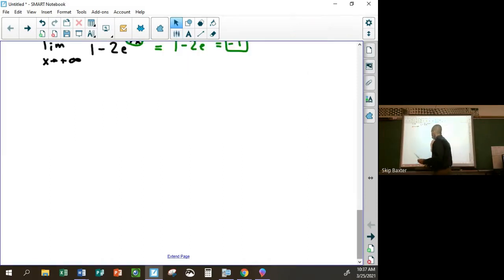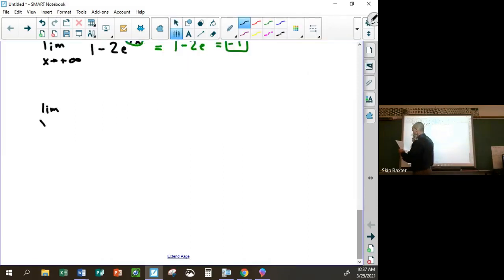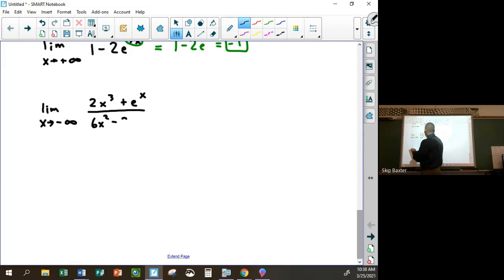Okay? How about this one? What if I have the limit as x goes to negative infinity of 2x cubed plus e to the x over 6x squared minus 3x cubed? It's a trick question, so don't get too carried away. Well, what do you think? Same power, and you just pick the leading coefficient. But what about the e to the x? Oh, yeah, that's true. That x value is negative, so it's approaching, yeah.